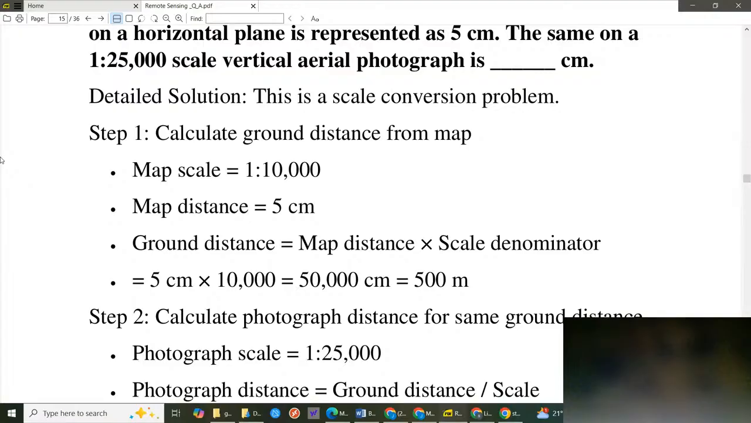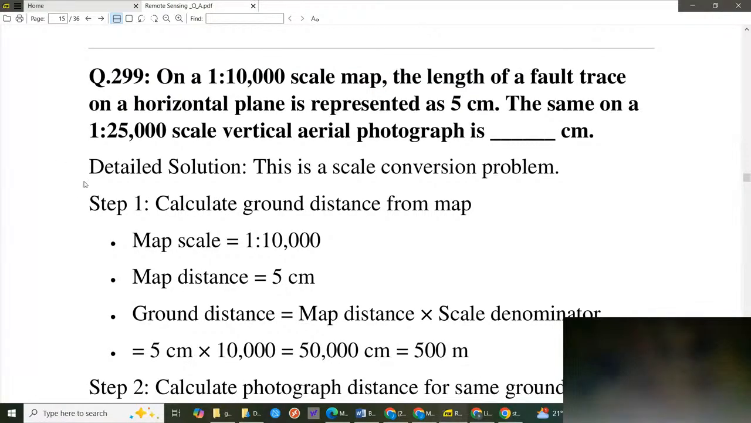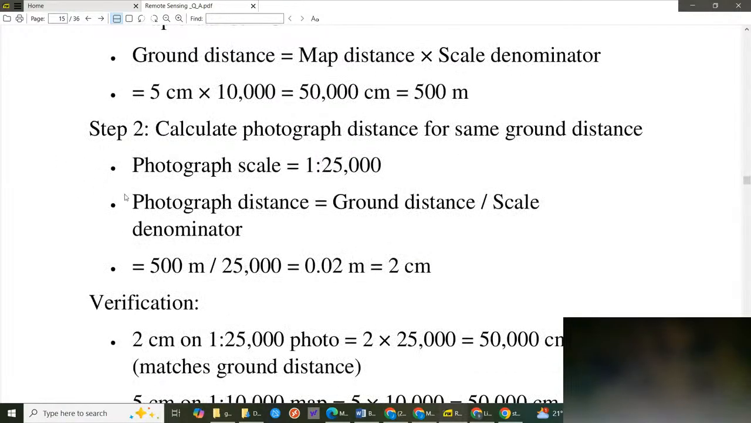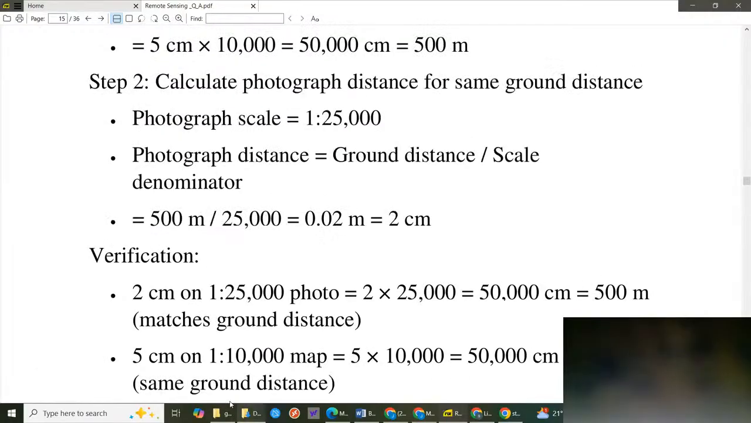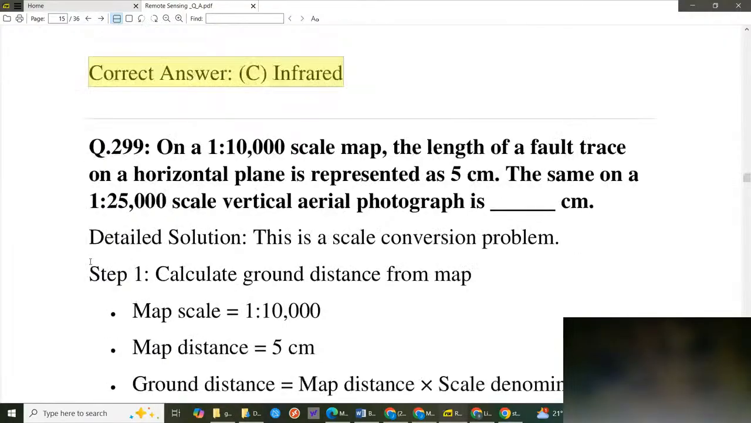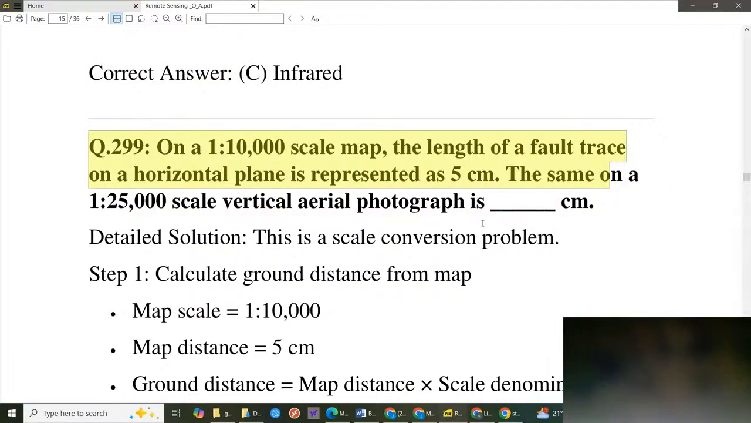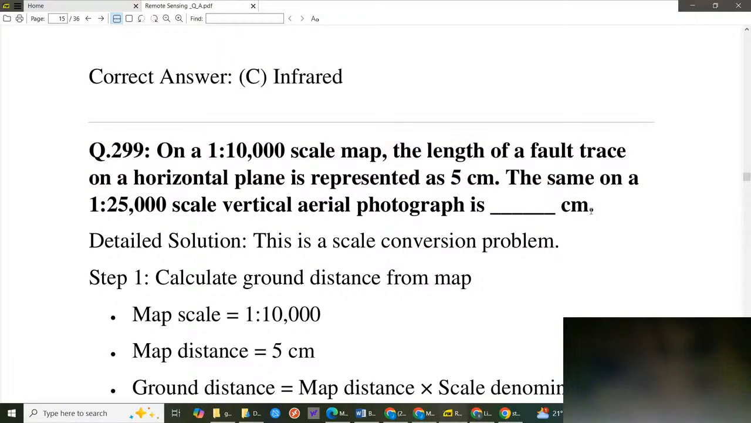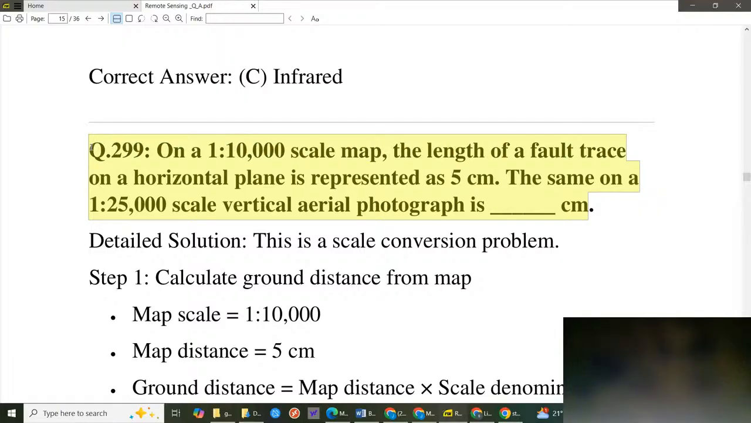So first read the question clearly, then we'll try to solve it, because this type of question has been asked many times in the GATE exam. So first read the question and try to solve. We'll meet after 5 minutes.